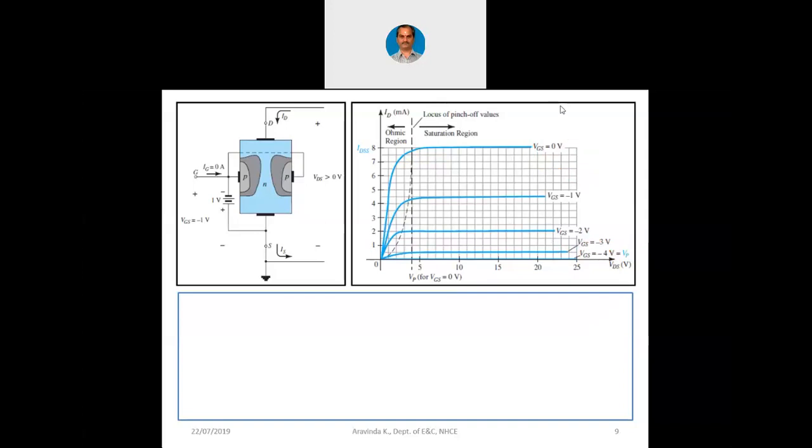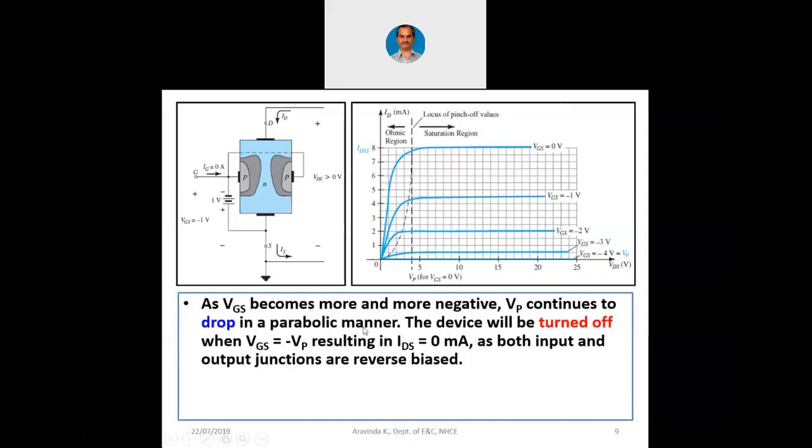That is why this device is a voltage controlled device. There is no current at the input at all. We are going to control the switching of the JFET only using voltage, not using current. So this is a voltage controlled device. As VGS becomes more and more negative, VP continues to drop in a parabolic manner and the device will be turned off when VGS equals minus VP, resulting in IDS equals 0 milliampere, as both input and output junctions are reverse biased. Even the input junction is reverse biased, and the output junction is reverse biased.